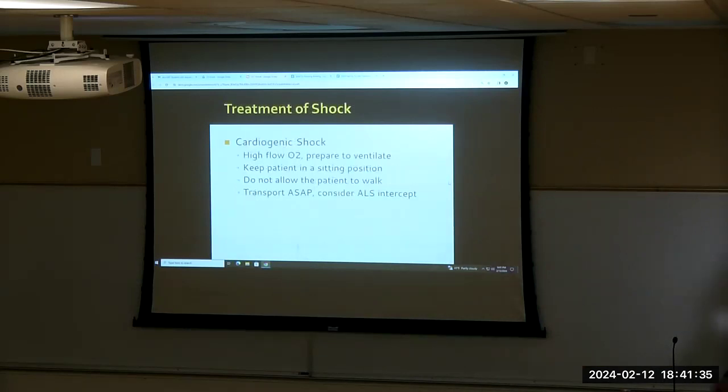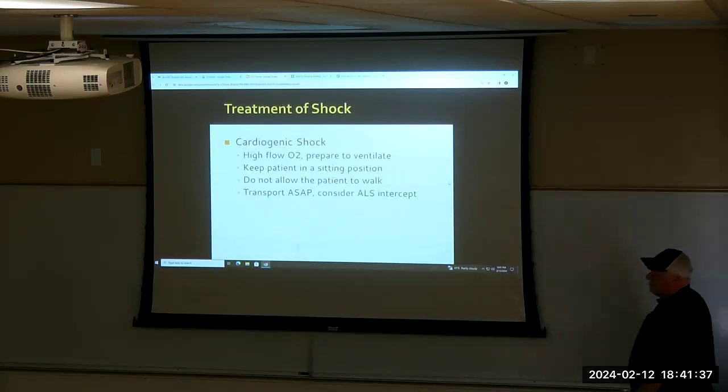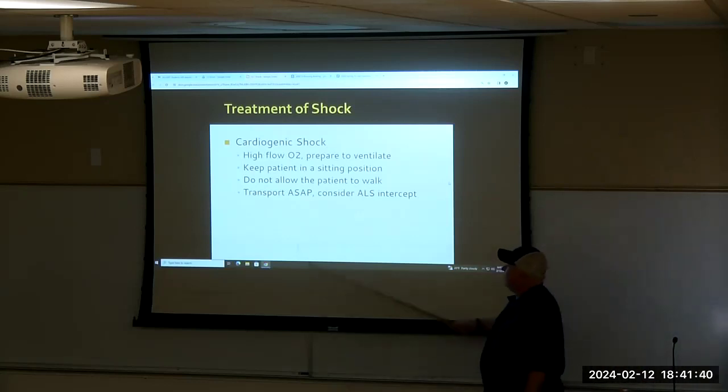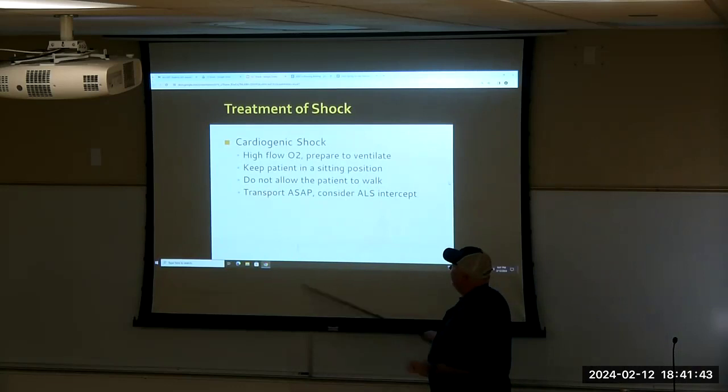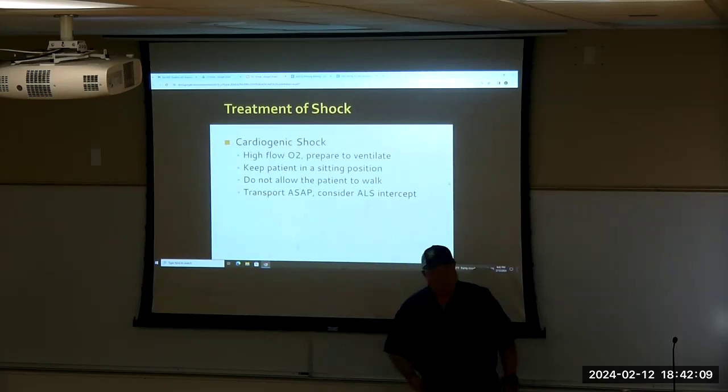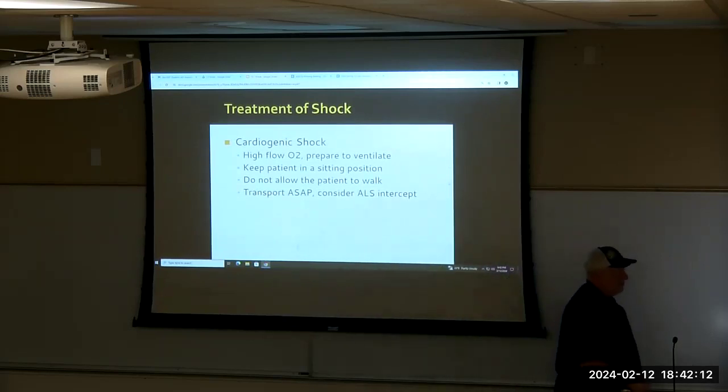Rough crowd. So what are we going to do for these shocks? It depends on what type of shock it is. For cardiogenic shock, we talk about heart failure. I'm going to put them on high flow oxygen. I'm going to keep them in a sitting position, because when they lay down there's too much weight in their chest and the lungs start filling full of water. Don't let them walk. Least amount of physical activity as possible. You don't want to increase the oxygen demand when the heart's already too weak to pump. And transport as soon as possible and get advanced life support there, because they can actually pace and give some drugs that may be of benefit.